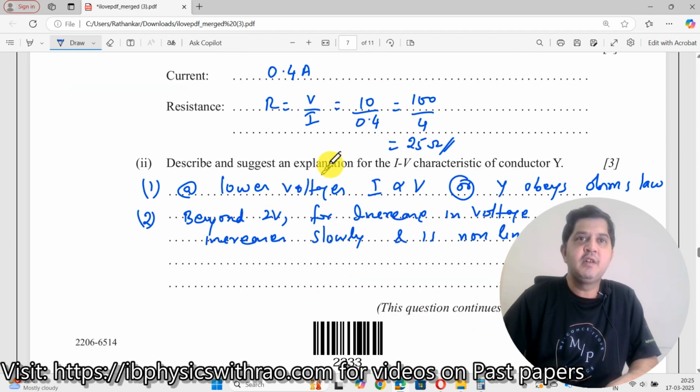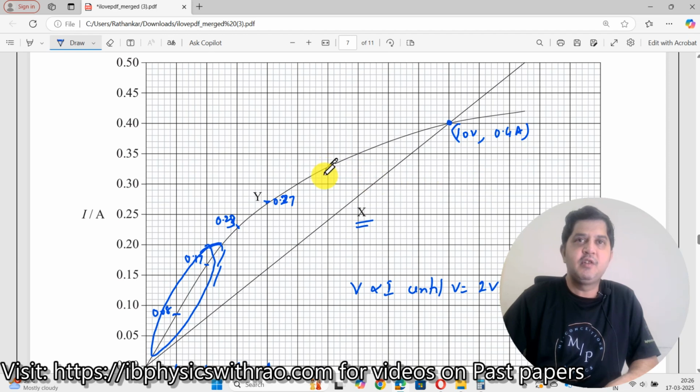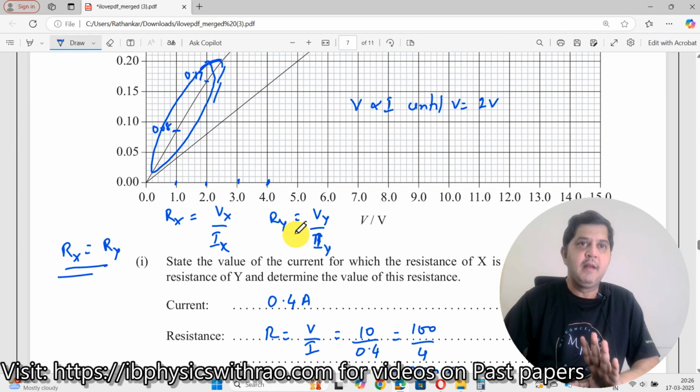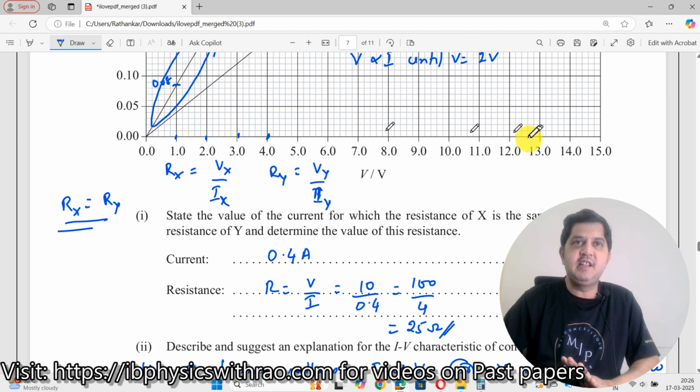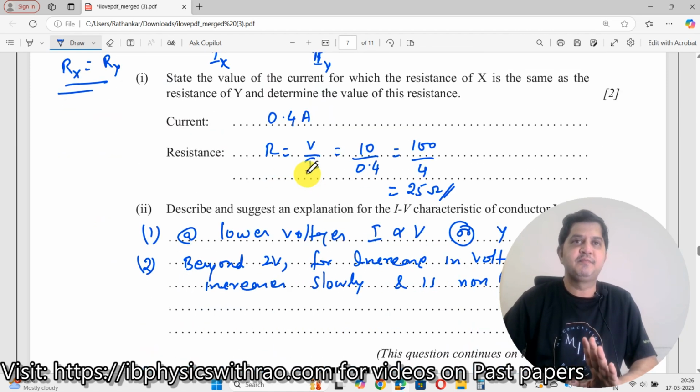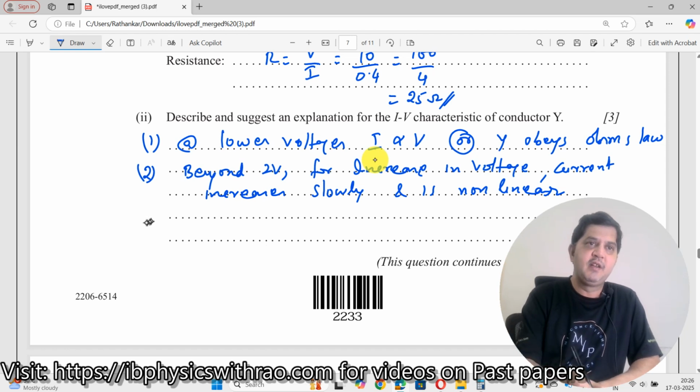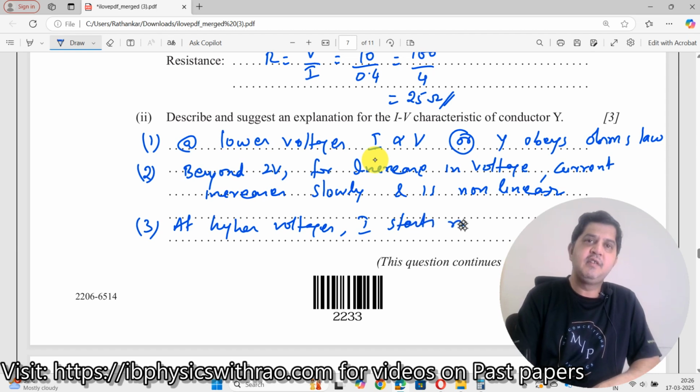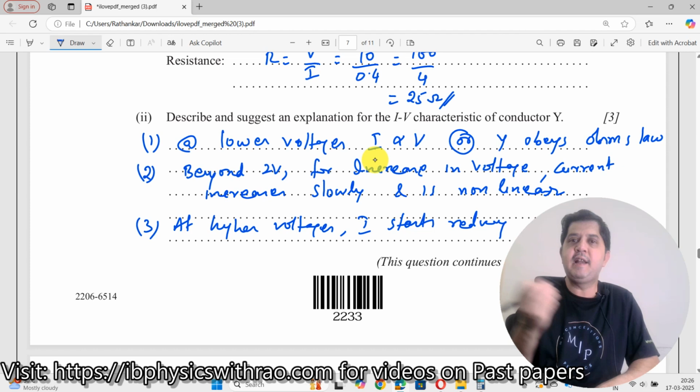We have explained the IV characteristics. We have put the IV characteristics over here, so no need to compare once more what's happening over here. Don't put this one here. Now, when the voltage is still increasing, current keeps on decreasing. Now, why can this happen? At higher voltages, I starts reducing.